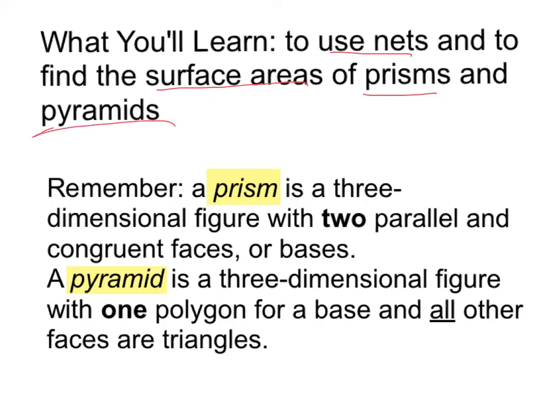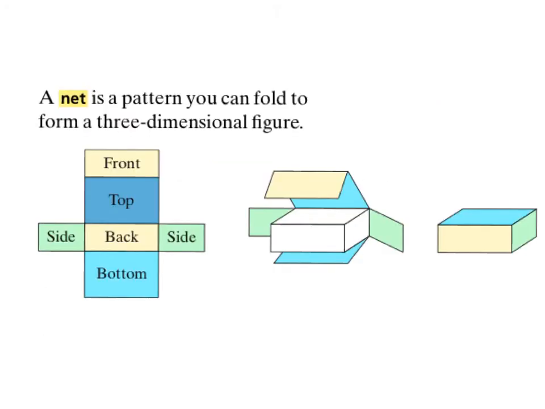And remember, a prism is a three-dimensional figure with two parallel and congruent faces or bases. And a pyramid is a three-dimensional figure with only one polygon for a base, and all the other faces are triangles. A net, in terms of geometry, is a pattern you can fold to form a three-dimensional figure. So if we take this net and fold it up, it will give us a rectangular prism.